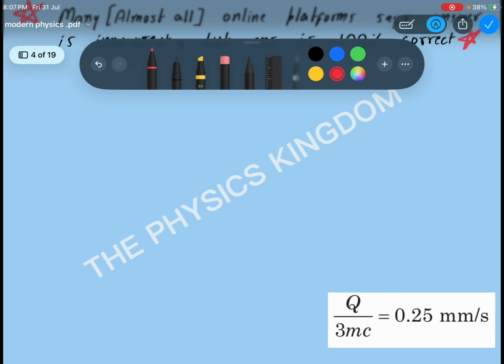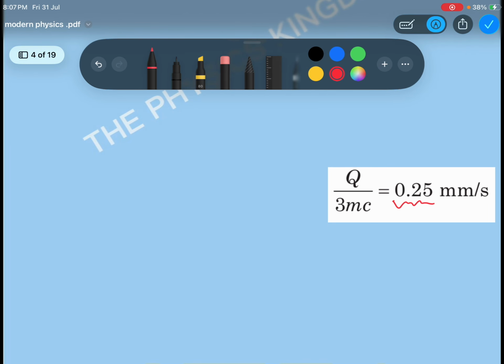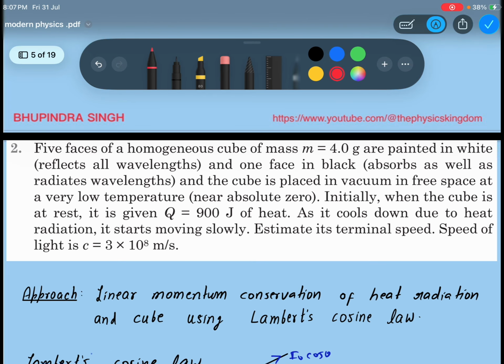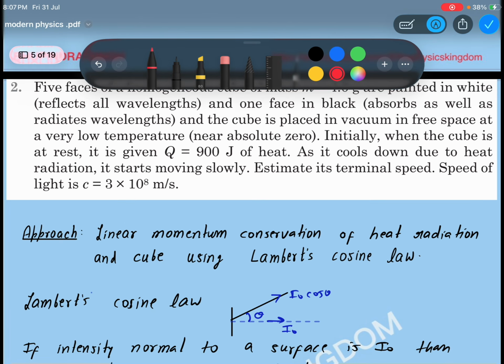So please first see, this is the answer. By my methods I am getting this answer. Okay, step by step I will tell, beta. First of all, the approach. The approach is, as I said, we have to use linear momentum conservation, right?